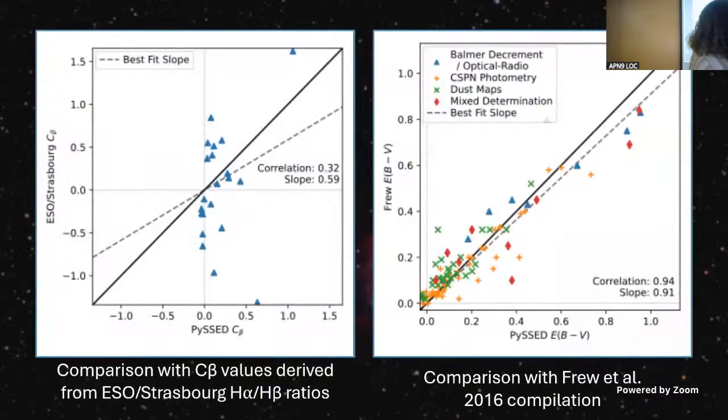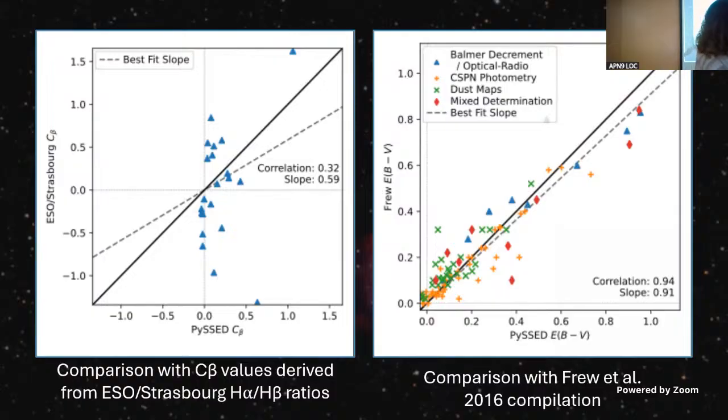Compared to some of the existing extinction determinations, you can see some of them are really bad. These are the extinctions you get if you take the ESO Strasbourg H alpha to H beta line ratios. And I mean, some of them give you negative extinctions of more than 1, which is completely ridiculous.